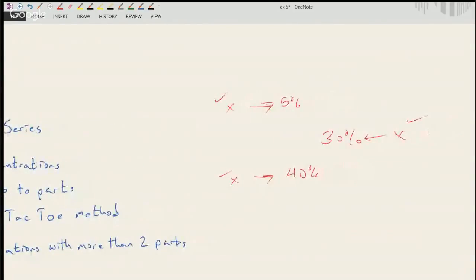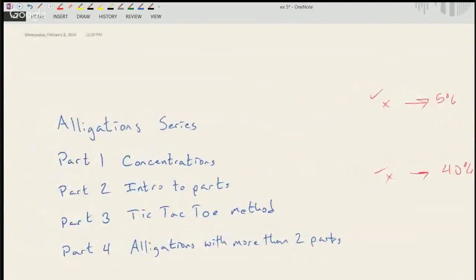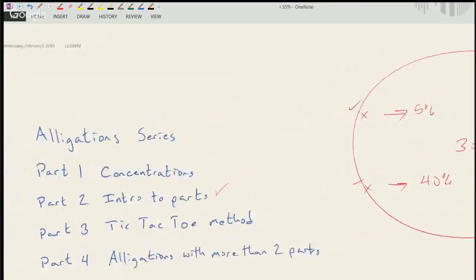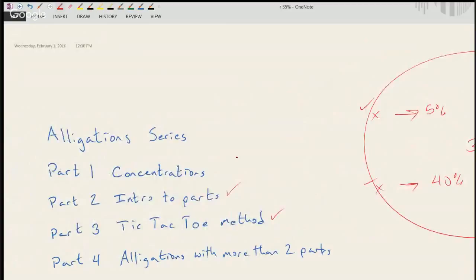or you will simply be asked to figure out how many parts of the 5% you have to use, or how many parts of the 40% you have to use in order to mix the 30%. And in the second video, I will be discussing what is meant by parts and why I drew my calculations like this. Well, that's the tic-tac-toe method. We'll be going over that in part 3.